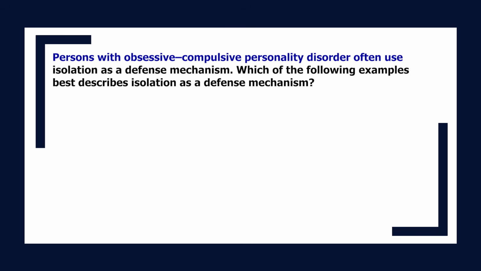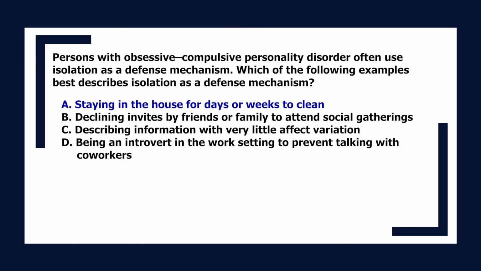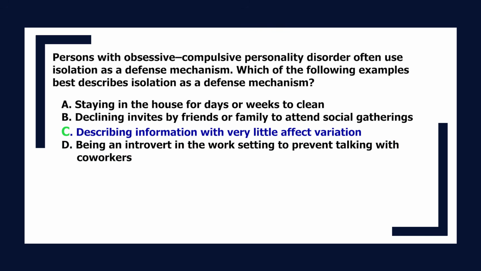Persons with obsessive-compulsive personality disorder often use isolation as a defense mechanism. Which of the following examples best describes isolation as a defense mechanism? A. Staying in the house for days or weeks to clean. B. Declining invites by friends or family to attend social gatherings. C. Describing information with very little affect variation. D. Being an introvert in the work setting to prevent talking with coworkers. The correct answer is C.